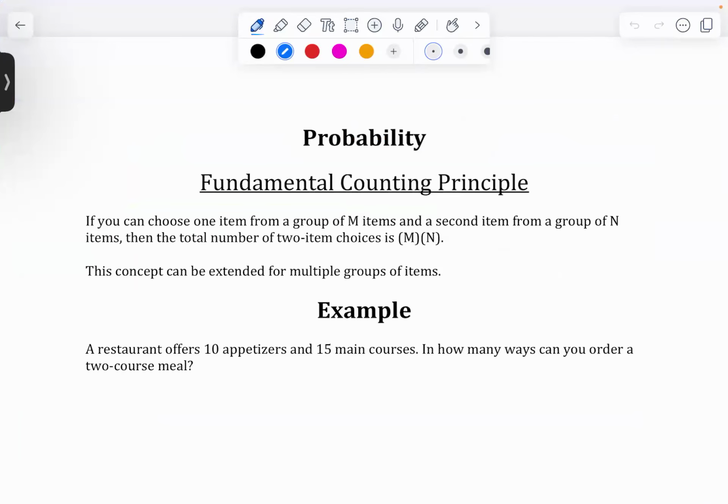Hello and welcome to Math 1000 Probability. So, before we get into probability, we need to talk about counting just a little bit.